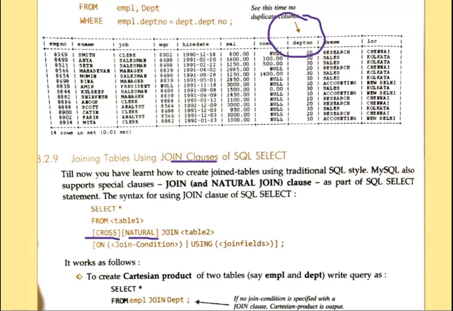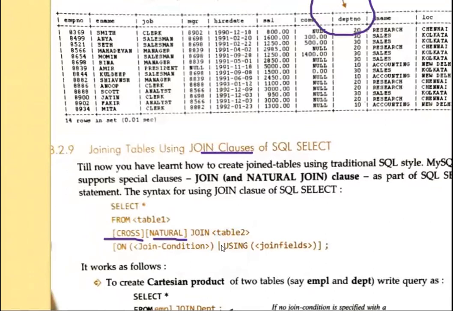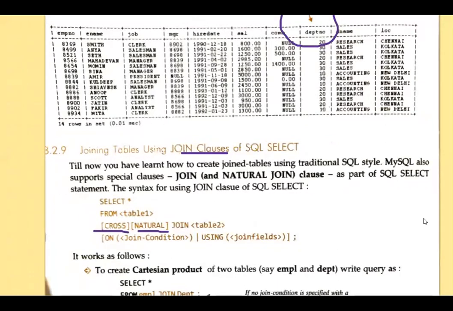Then after that, a few more things are given that you can write: ON join condition or USING join fields. Now it is again your choice whether to use ON or USING. We will discuss all these one by one, but what you have to understand is that these are all things we can include for joining purposes. Fine. So if we are writing ON, we can write any condition also.